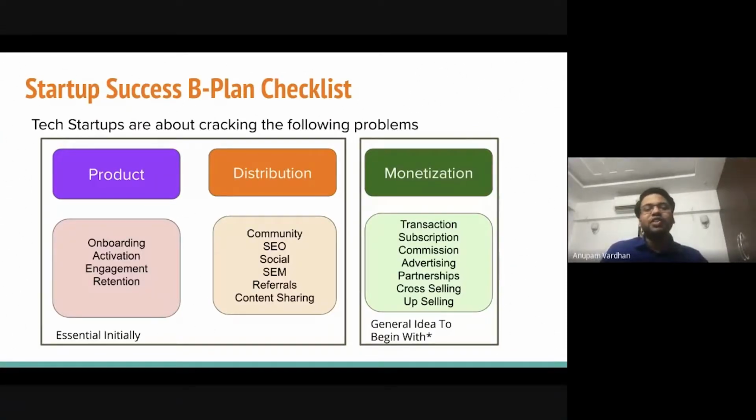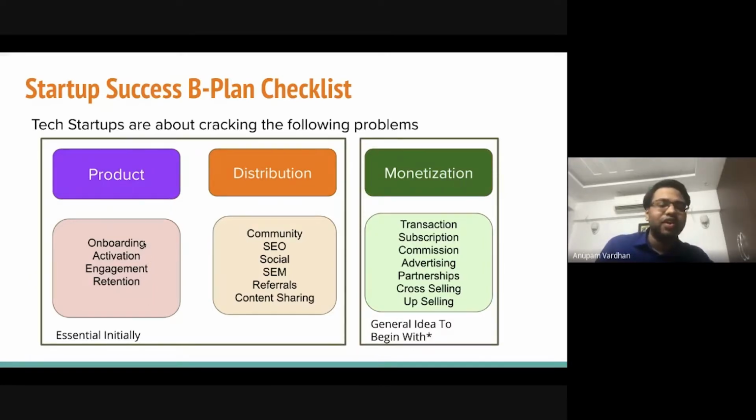So yeah, before you get started with your startup, you need to make a B plan. In general, tech startups are about solving problems across three areas. You need to build a product which is engaging and which can retain users. Whether you're selling stuff or not on it, it's a different thing. But at the end of the day, your experience should pull people back to the product, right? So you're taking care of elements like onboarding, activation, engagement, and retention becomes critical.